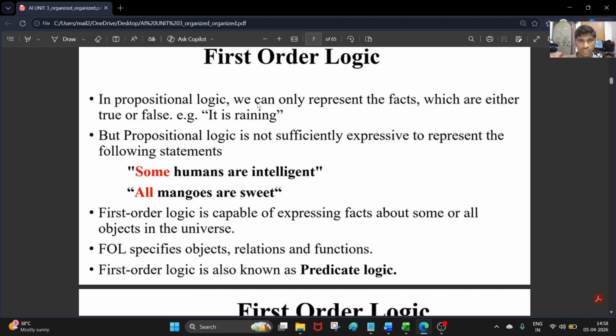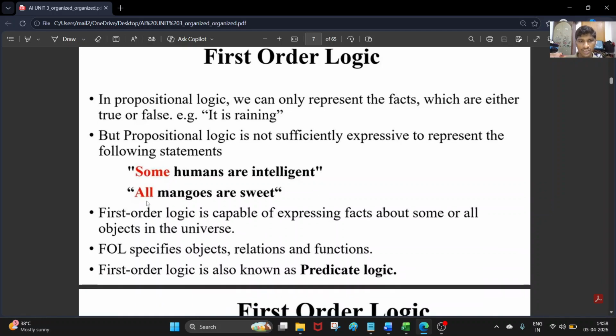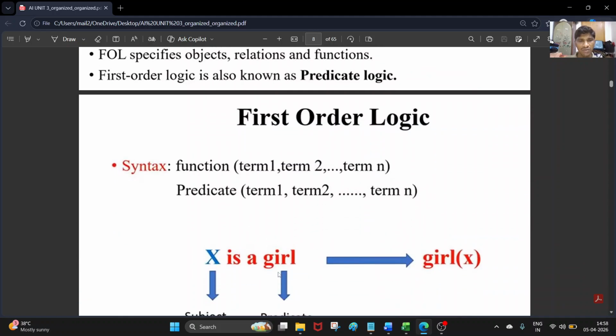Next representation is first order logic. In propositional logic, we can only represent facts which are either true or false, for example, is it raining? But propositional logic is not sufficient to represent statements involving some and all, such as some humans are intelligent, all mangoes are sweet. For this we go for first order logic, which is also called predicate logic. First order logic specifies objects, relations, and functions.